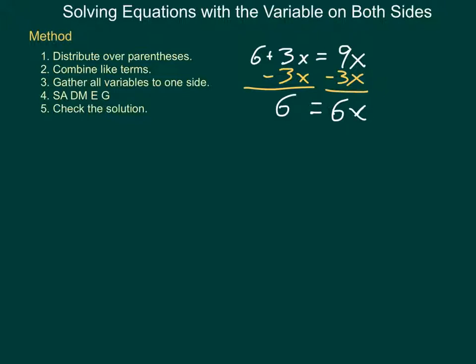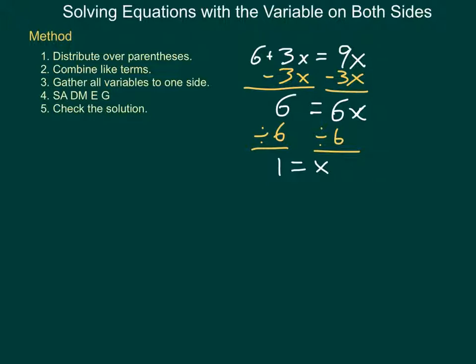What do we do to move forward from here? Let's look at step 4. We follow SADMEG. Do we see any subtraction or addition in the remaining equation? No, we do not. Do we see any division or multiplication? Yes, 6x means 6 times x. So we're going to divide both sides by 6. And that leaves us with 1 equaling x.